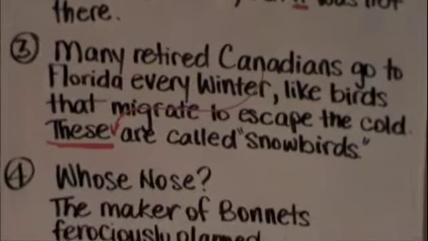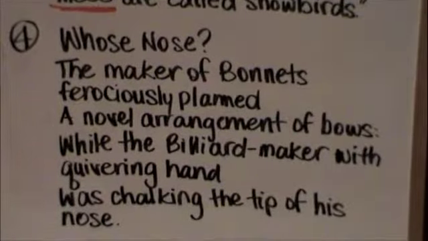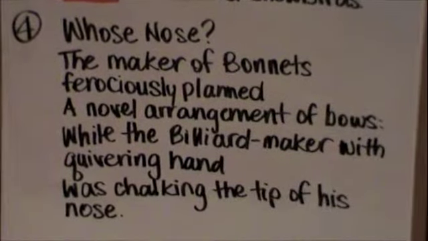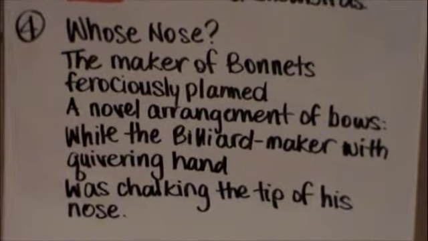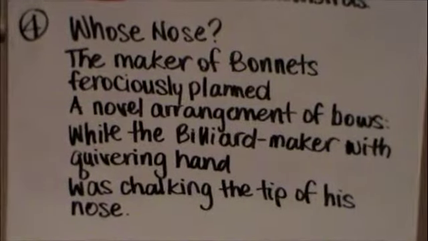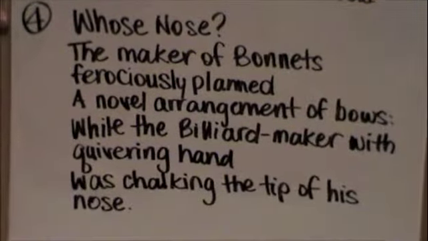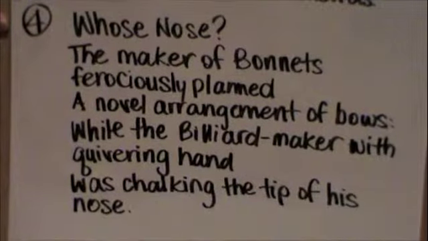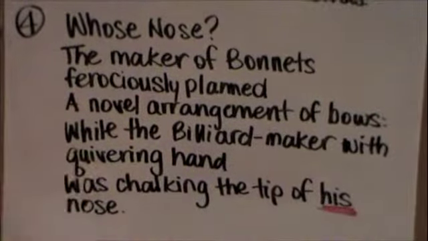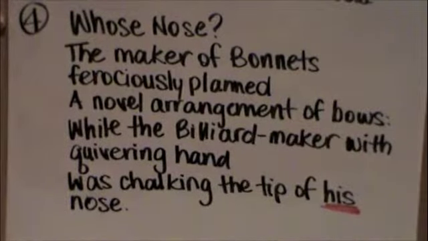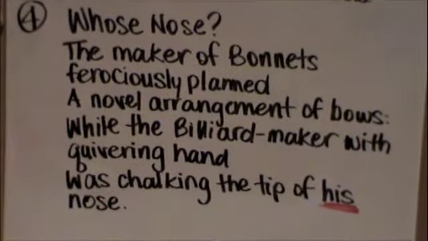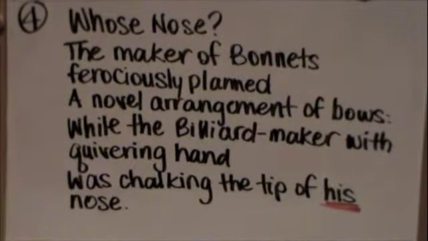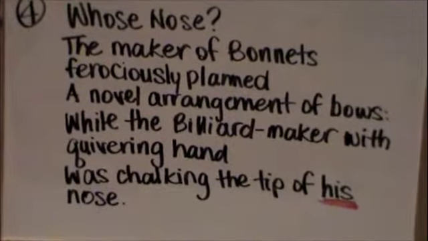And our last one comes from a verse by Lewis Carroll. It's titled, Whose Knows? The maker of bonnets ferociously planned a novel arrangement of bows, while the billiard maker with quivering hand was chalking the tip of his nose. The question here is, what is his referring to? Is the billiard maker chalking his own nose? Or is the billiard maker chalking the nose of the bonnet maker?